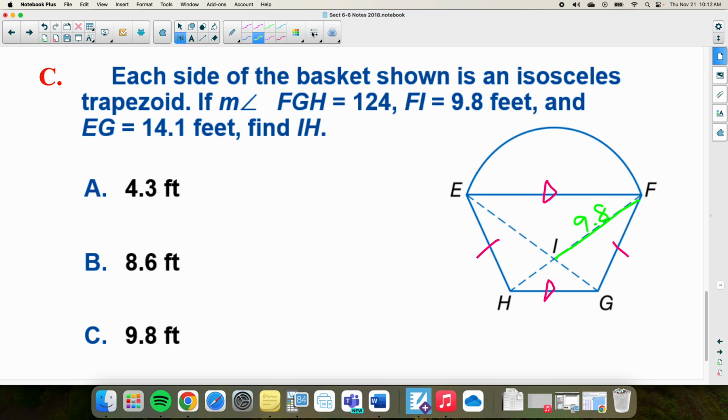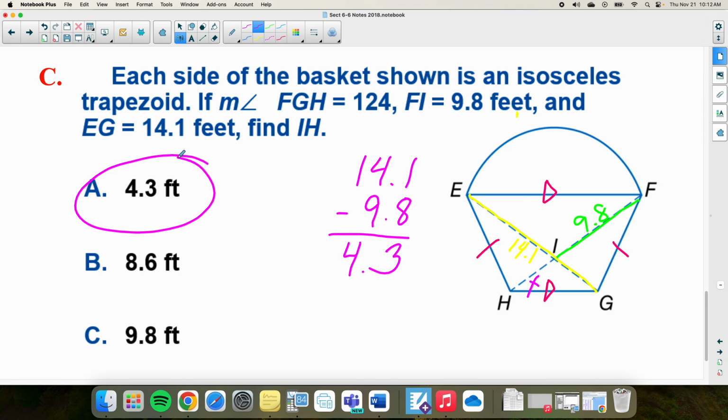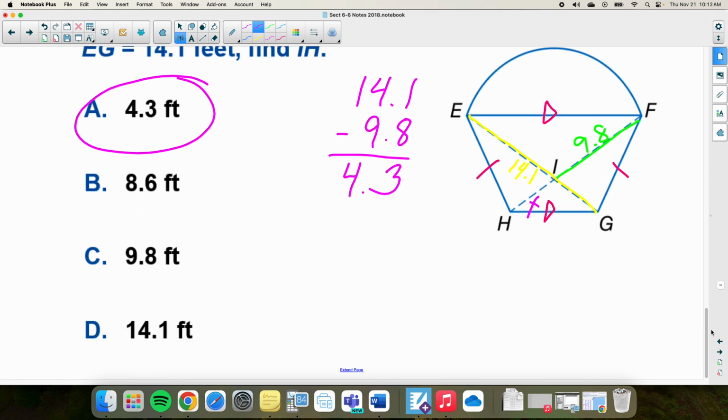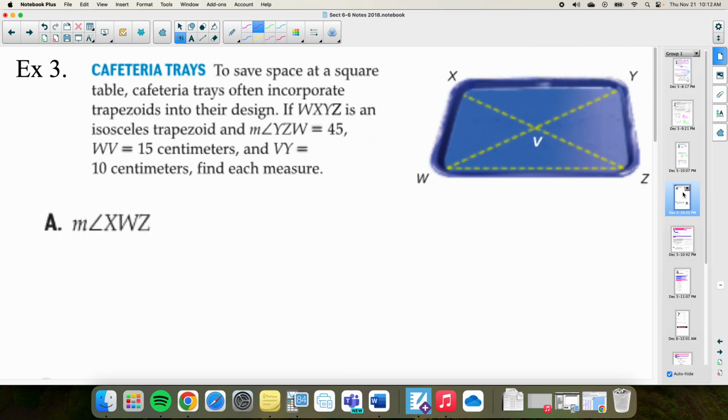EG is 14.1, and that's this whole thing is 14.1. And they want IH, which is right here. Isn't that just like the last one, right? So if this whole thing is 14.1 and this is 9.8 and we want the rest of it, we would just go 14.1 minus 9.8, which is going to be 4.3. Okay, so that angle didn't have anything to do with that one either. All right, now let's go here.